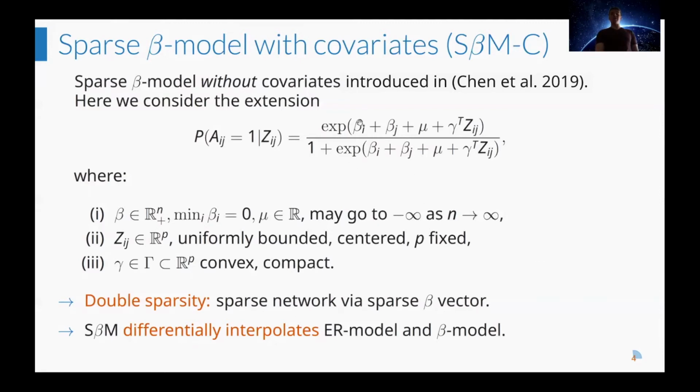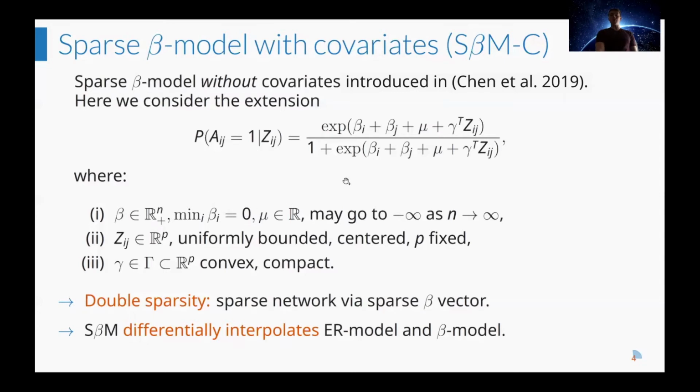where we have assigned a popularity parameter beta_i to each node. If this beta_i is large, then node i will have many connections. If it is small, it will have few connections. So this part of the formula captures the degree heterogeneity. We then have a global sparsity parameter mu, which is allowed to go to minus infinity as n goes to infinity. This captures the sparsity of the network. And finally, we have a weighted sum of our covariates. This captures the homophily. For identifiability, we assume that the minimum beta is equal to 0.